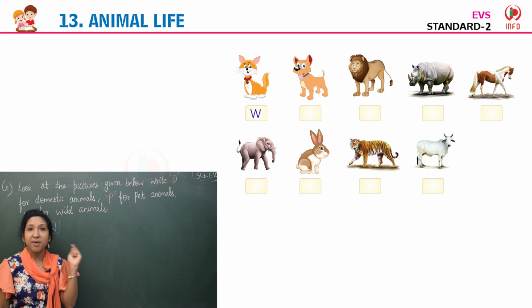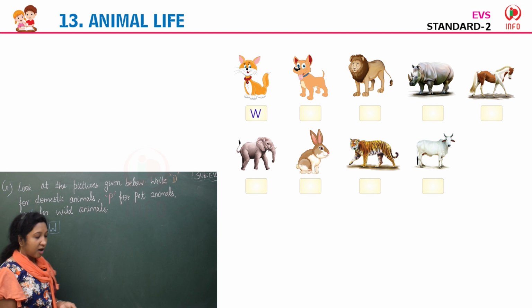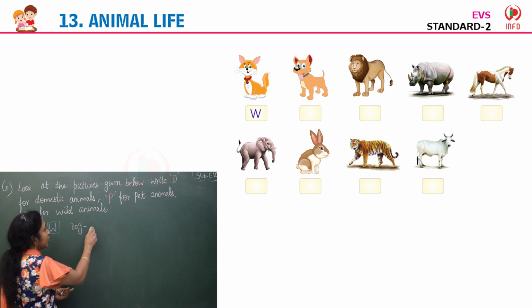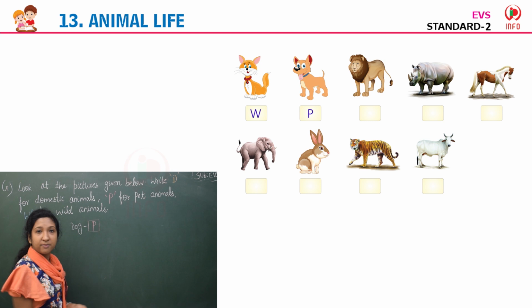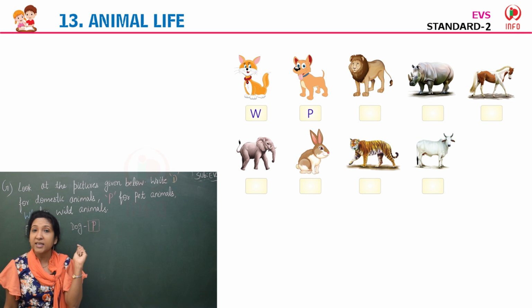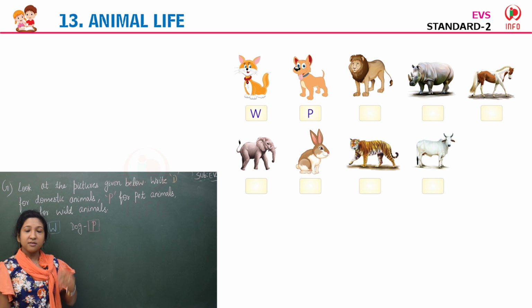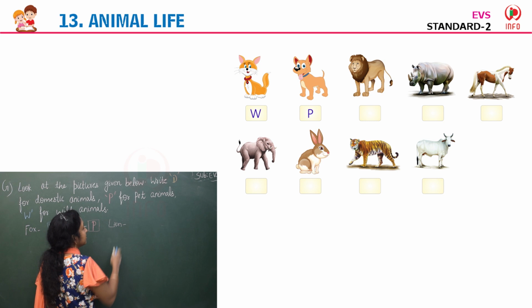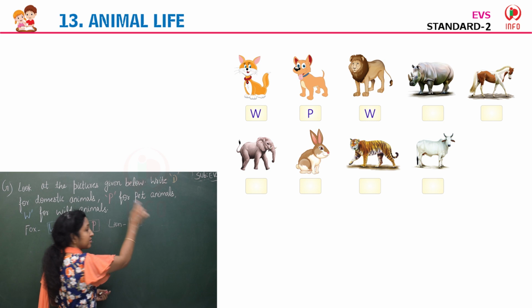Now second image. Which animal you can see here? Yes, the animal which guards our house. Yes, a pet animal. It's a dog, isn't it? Dog, you can see it's a pet animal, so you can write P in the square box. Now the third image. Which image can you see here, children? Yes, the king of the jungle. Who is that? Which animal is that? Lion. Yes, it is a wild animal. So you can write the letter W in the square box. W, it's a wild animal, lion.